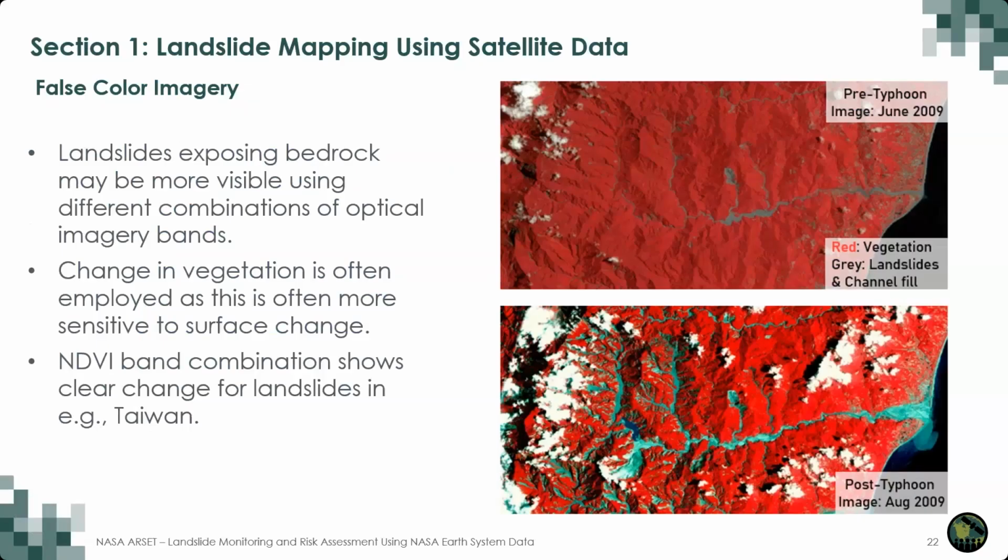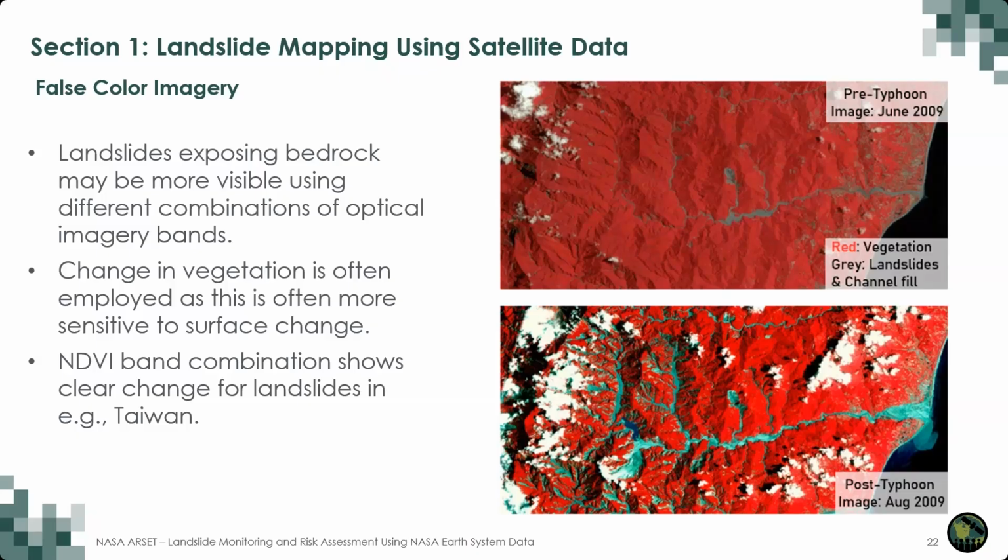Another important tool in our belt for mapping landslides is false color imagery. This is some imagery that you have seen from the intro material for this overall training. Again, this is a large catchment in southern Taiwan, which was devastated by landslides as a result of Hurricane Morakot in 2009. What you're seeing here is vegetation in red, and gray tends to be bedrock or channel fill. This is using NDVI band combination, or normalized difference vegetation index. Details on how to create that kind of NDVI system are available in the resources for this training.